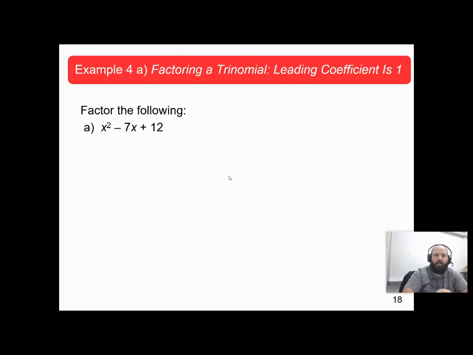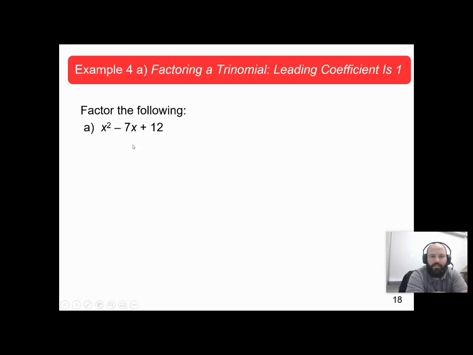So let's get started. The first question I want to take a look at is x squared minus 7x plus 12, and we need to factor that. You can see it has three terms. The other key to this is that the leading coefficient on the x squared is 1.